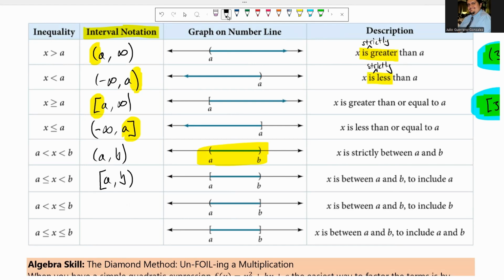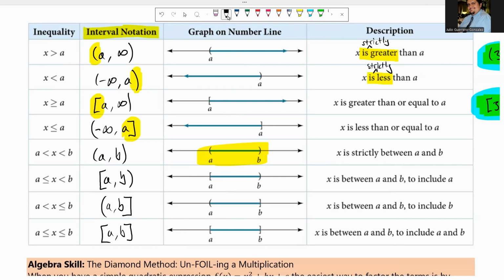Suppose I want to include B, but not A. The notation is still the same, A, B, but I want to include B, but not A. Done. And then let's say I wanted to include both ends. [A, B], bam, bam. So if I want to include the value, I use the square brackets. If I don't, I use the round ones.